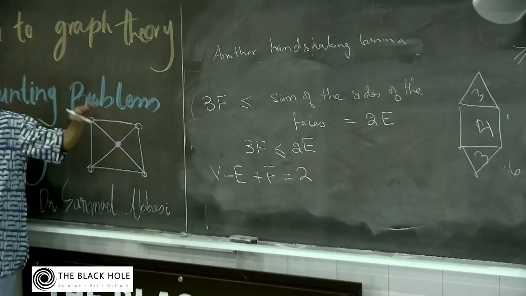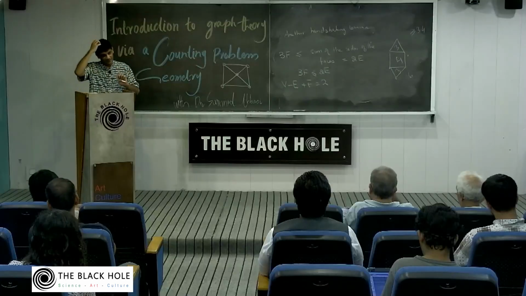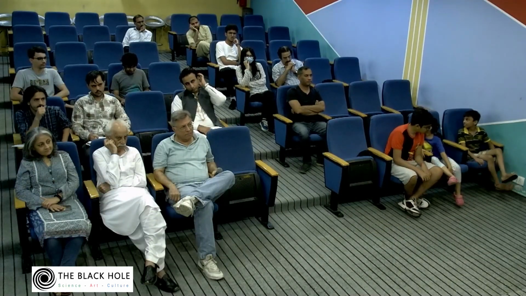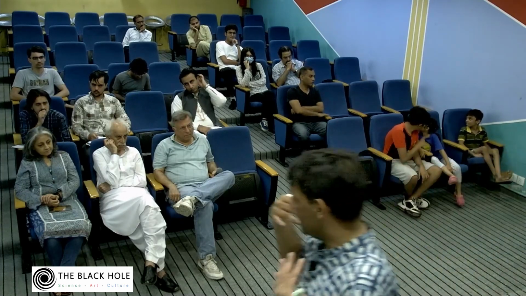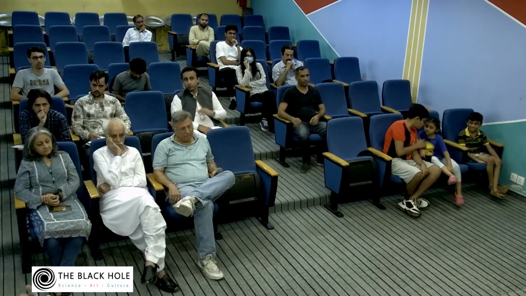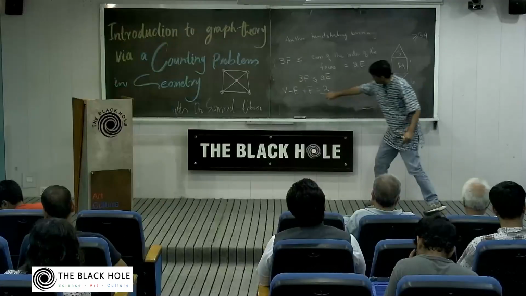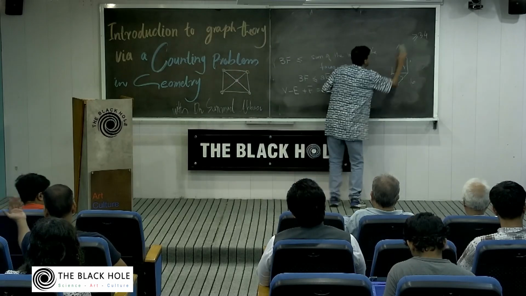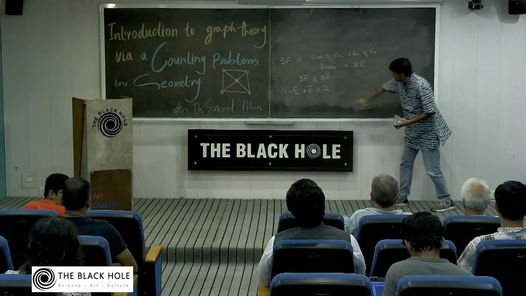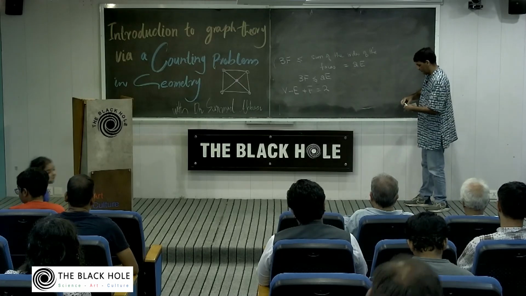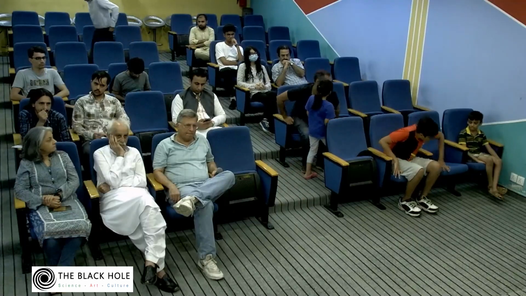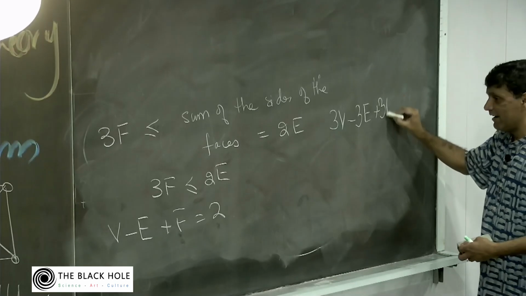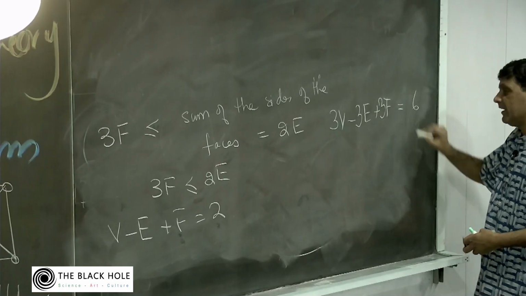So I have 2 equations. No, I don't have 2 equations, sorry. I have 1 equation and 1 inequality. I should be able to get an inequality and remove 1 variable. So I'm going to try to get rid of this f. Let's multiply this by 3. So you get 3v minus 3e plus 3f is equal to 6.